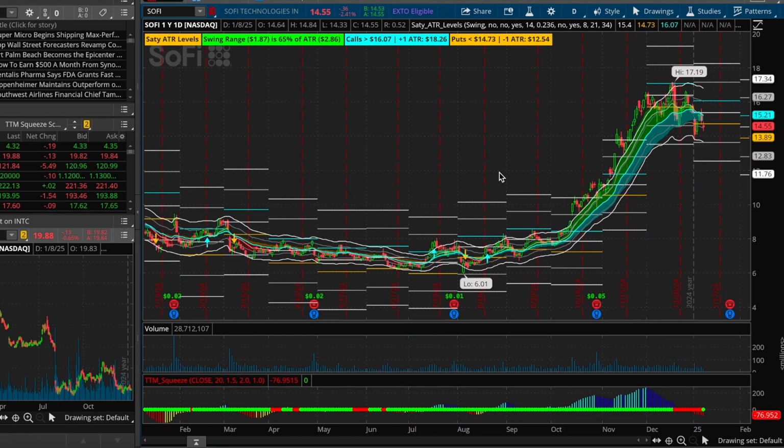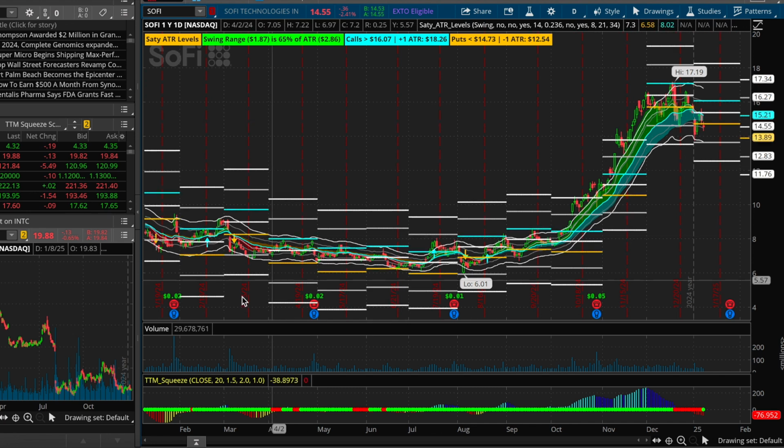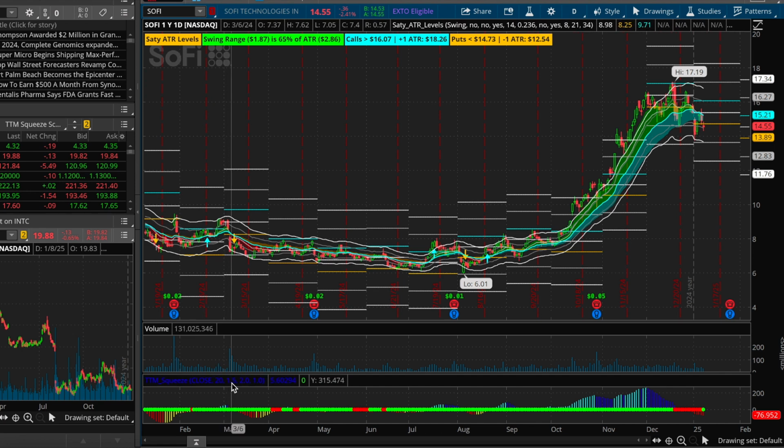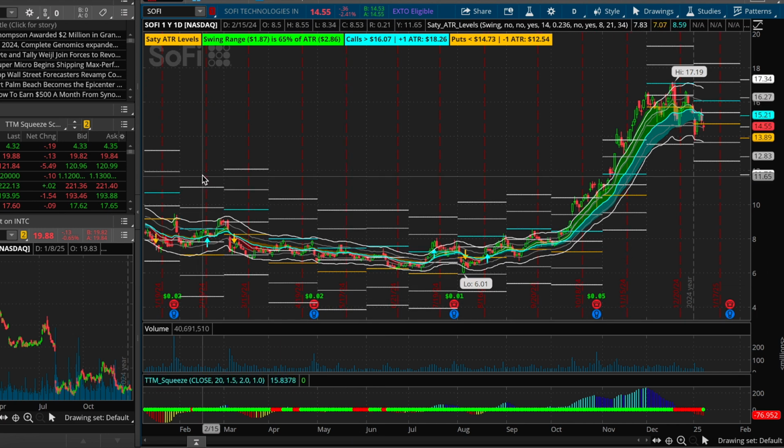On Thinkorswim, this is actually, I rarely turn it on Webull. I usually use it here on the Thinkorswim setup. So on Thinkorswim, you can just come in with your indicators, add in TTM Squeeze. These are my settings that I have: 20, 1.5, 2, and 1.0. You can set it up however you want. You can make those adjustments as you need.